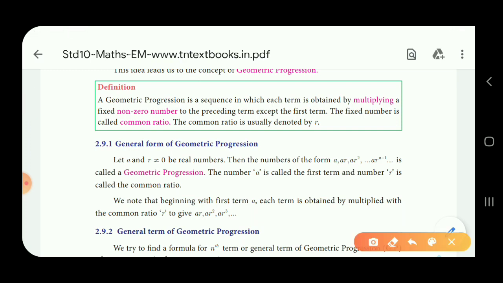Next you can see the general form of a geometric progression. In the general form, let a and r not equal to 0 be real numbers.